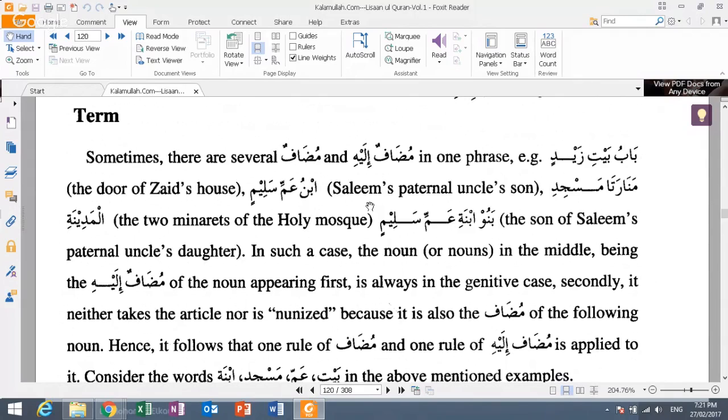Ibnu Ammi Salim. Yep. Salim's paternal uncle's son. Uncle's sons. See, that's the chain of idafa. Okay, Manarata Masjidil Madinati. The two minarets of the Holy Mosque.